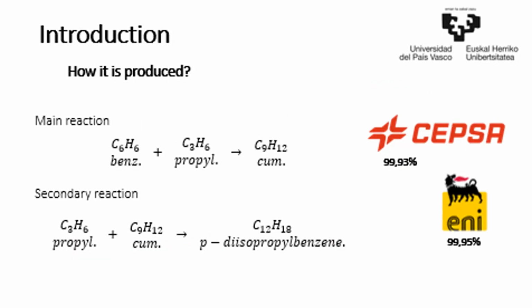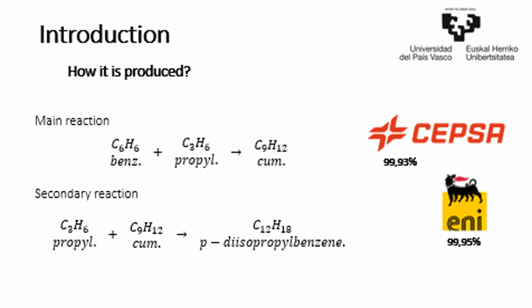How is it produced? Cumene is produced by reacting benzene and propylene. The main reaction takes place at high temperature and pressure, and it uses a catalyst in order to increase the velocity of the reaction. But also a secondary reaction takes place, where cumene and propylene react to create p-diisopropylbenzene. We have found in our references that the selectivity depends on the temperature where the reaction takes place. So there must be an optimal point for the highest cumene production.